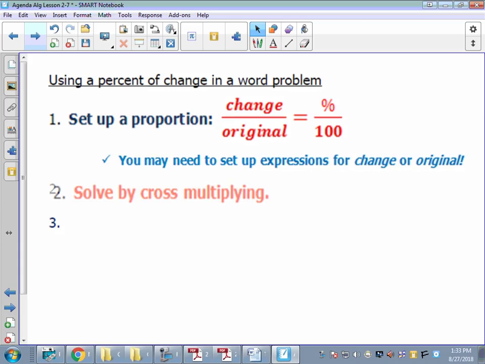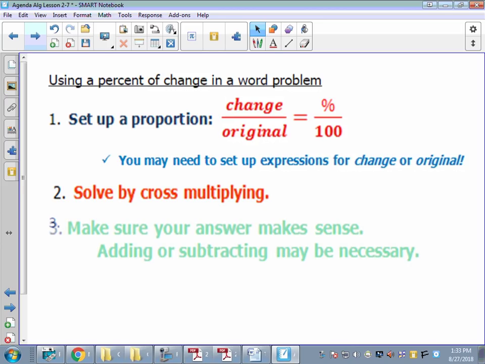Okay. Then we're going to solve by cross multiplying, which we've been working on. I think we're good at that. Let's move on from there. And then the third step, last but not least, this is important. Make sure your answer makes sense. You might have to add or subtract at the end to get a final total or what they're looking for. So make sure it makes sense. And you have to think about it a little bit to get your final answer. Okay? So let's do an example of that.